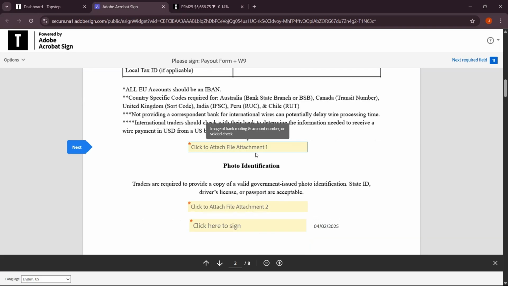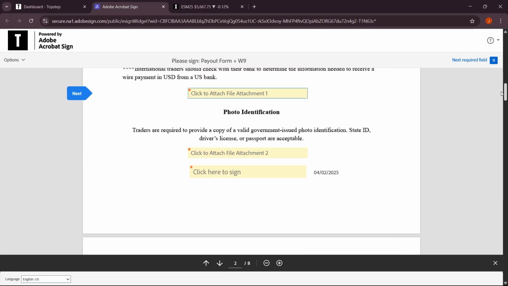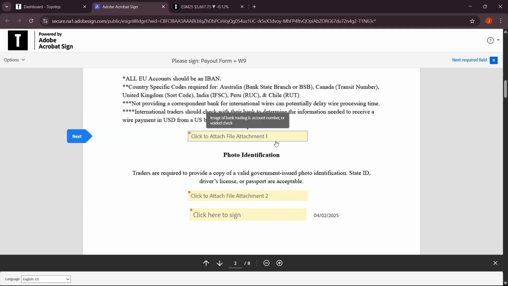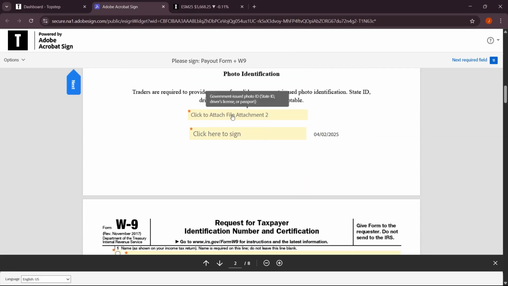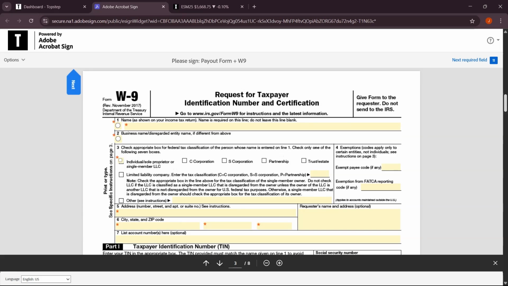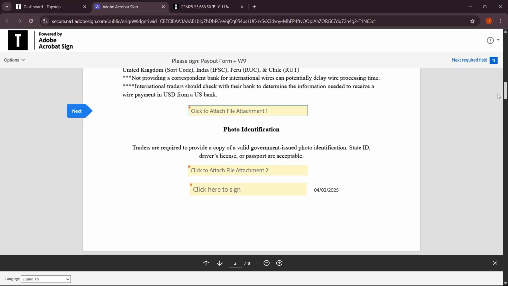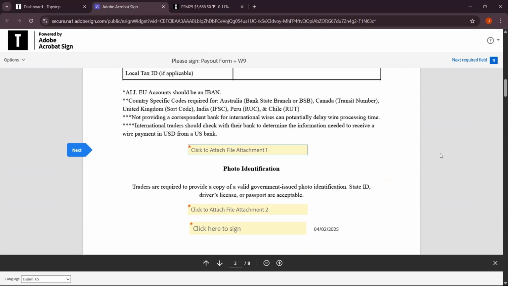Okay, so it looks like I need a picture of my routing and account number, and then ID, and then a signature. So let me go get all that. I'm going to upload my documents to my laptop so I can just drag the file over, and then do the same with my photo ID. All of this is just standard stuff. I'll be right back to get all this uploaded, then I'll show y'all the rest of the process.